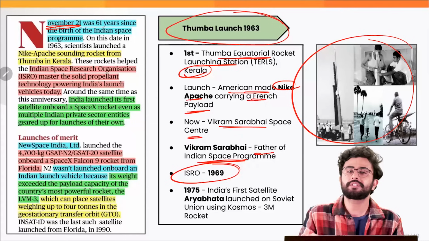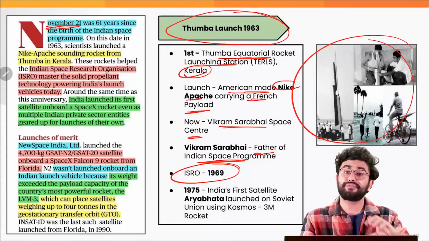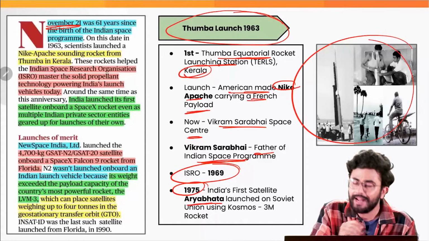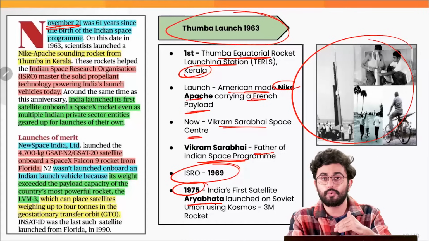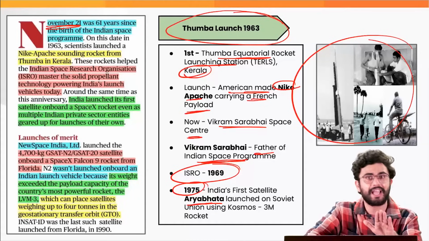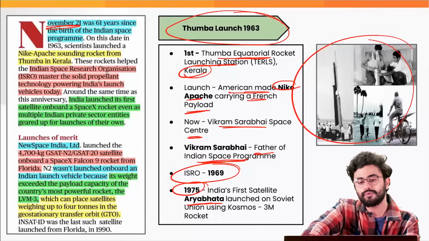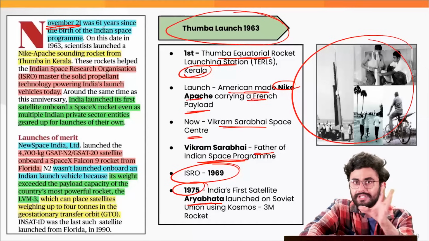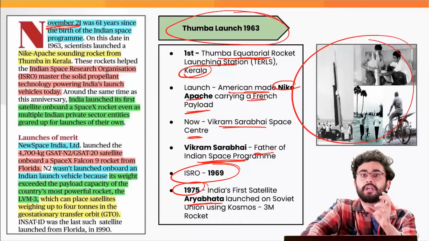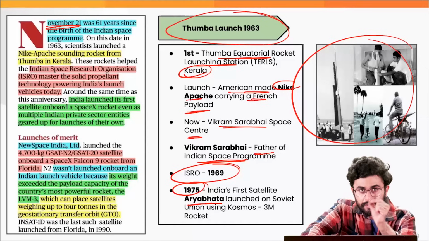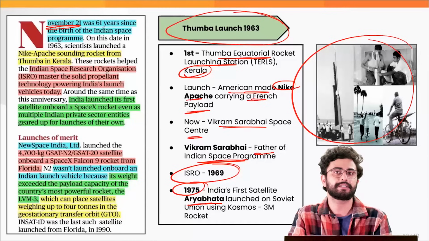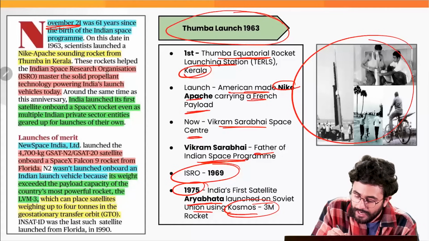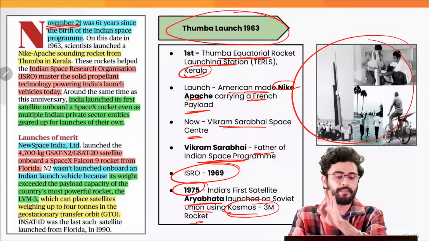Now, ISRO was established in the year 1969, and remember, the first satellite which India launched officially was in 1975. The satellite's name was Aryabhata, the same Aryabhata who calculated the value of pi to its accuracy, who was the first one to calculate the rotation of Earth on its axis, and almost calculated that to complete one revolution around the sun, Earth takes 365.25 days. Also, this Aryabhata satellite was launched on a Soviet Union rocket, the Cosmos 3M.